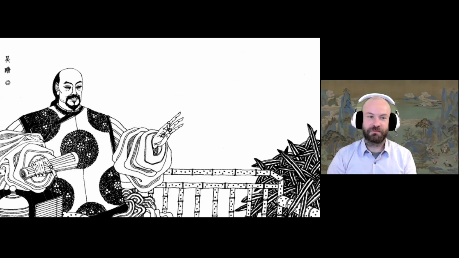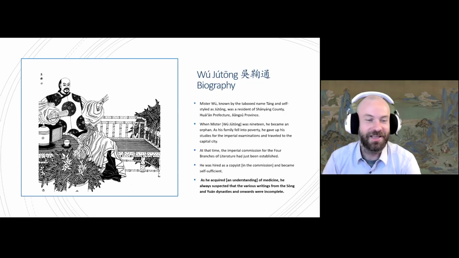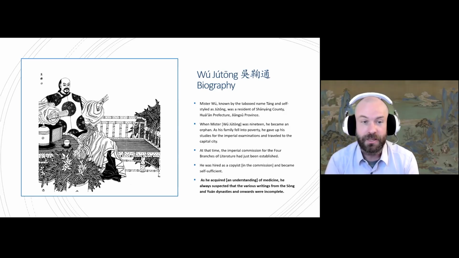So finally, we get to Wu Jutong, and he's like, "Well, hold up, guys. Let's hear what I have to say." We'll talk a little bit about his biography, but basically, he came from Jiangsu province. At 19, he lost his parents and he fell into poverty. He also gave up his studies for the imperial examination, which is what basically every person in China wanted to do. And he traveled to the capital city.